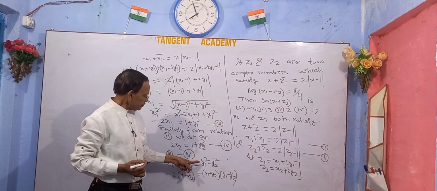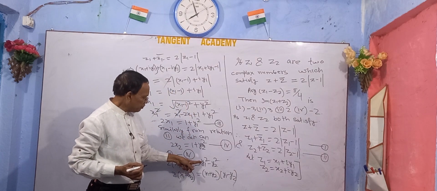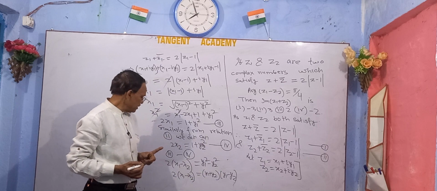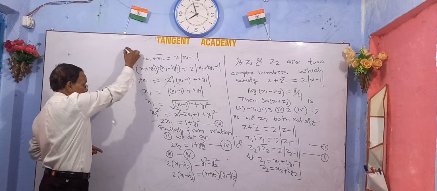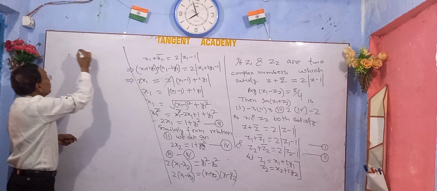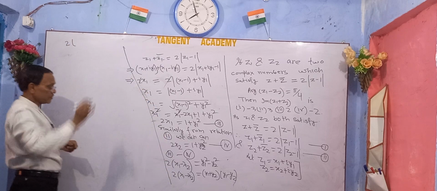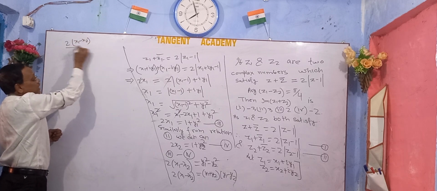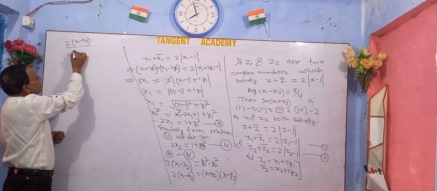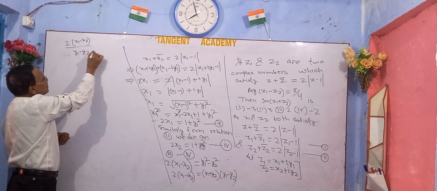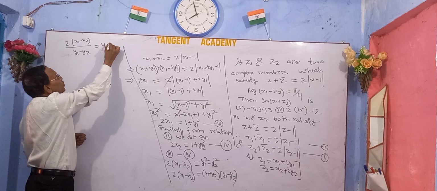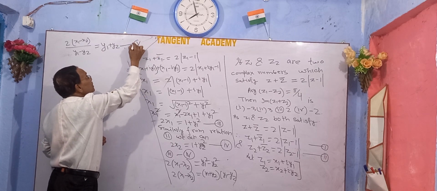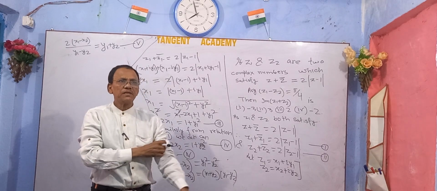It can be broken using the formula a square minus b square, which gives a plus b and a minus b. So we have 2 times x1 minus x2 divided by y1 minus y2 equivalent to y1 plus y2. Let us denote it as relation 5.